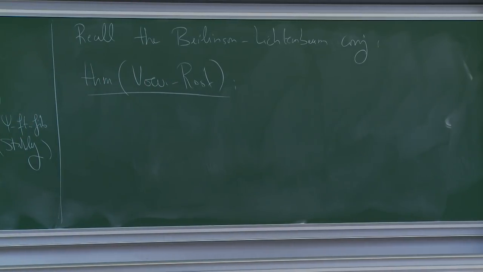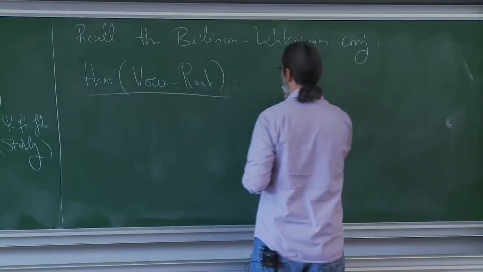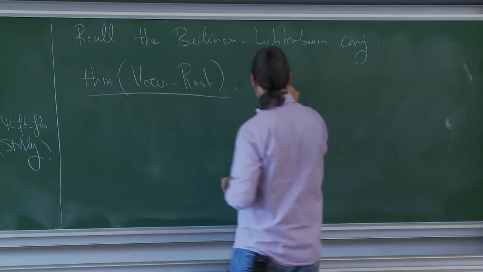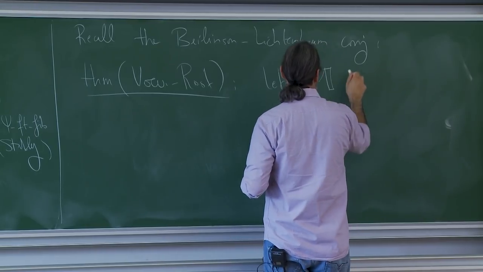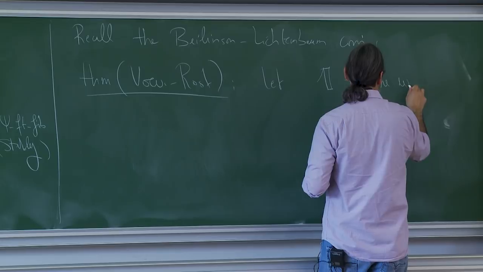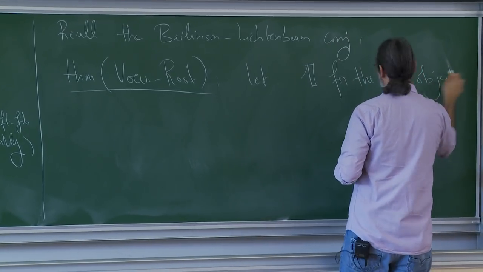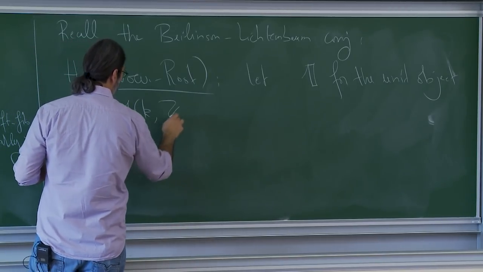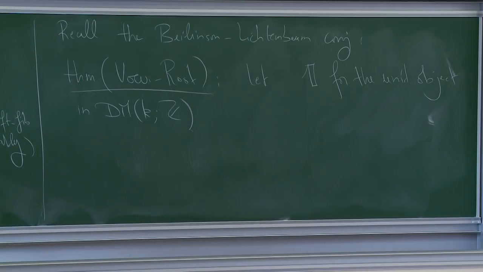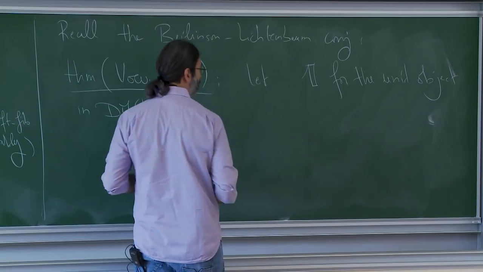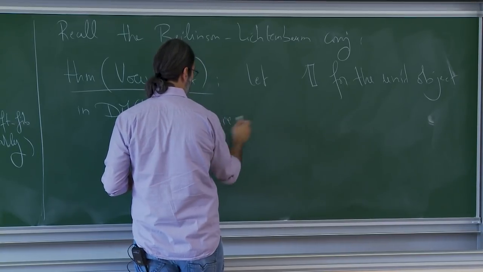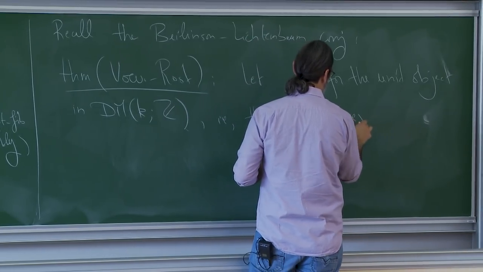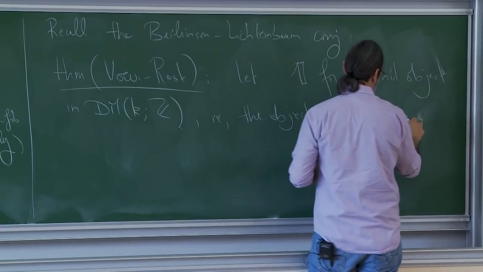So it's a slightly different setting, but we are working here with integral coefficients. Let me write one for the unit object in DM with integral coefficients. So this is Voevodsky's category of motifs. This is the object representing motivic cohomology.